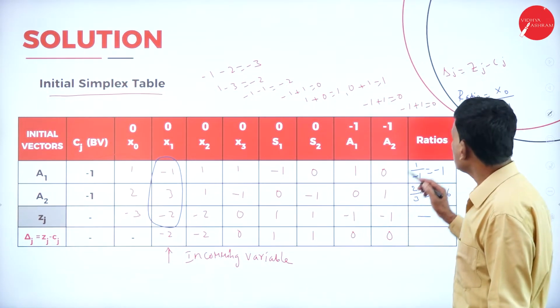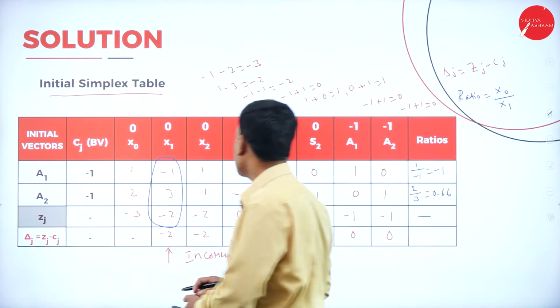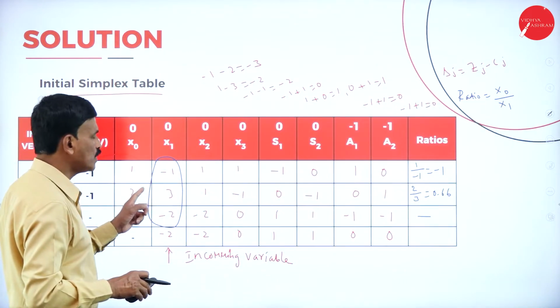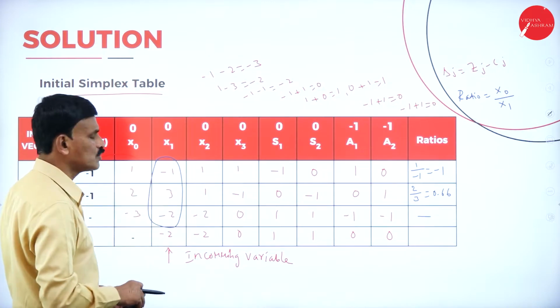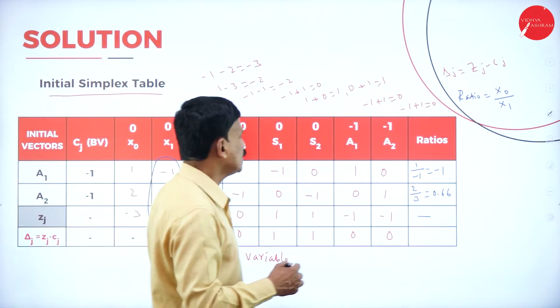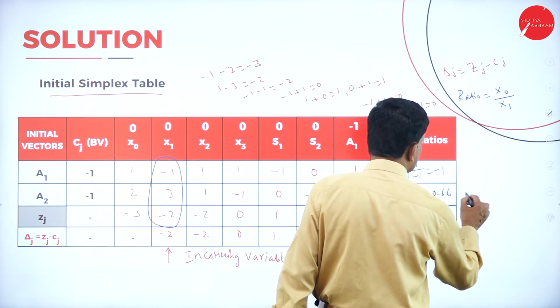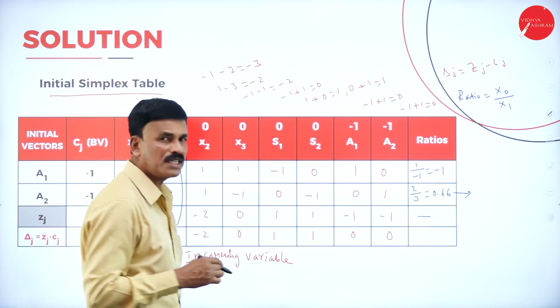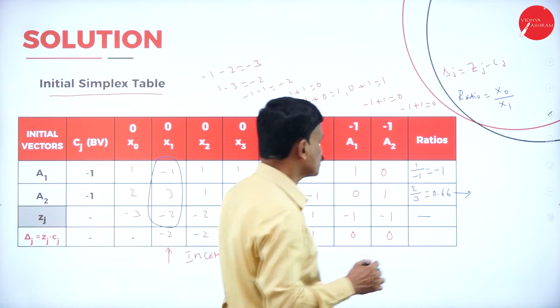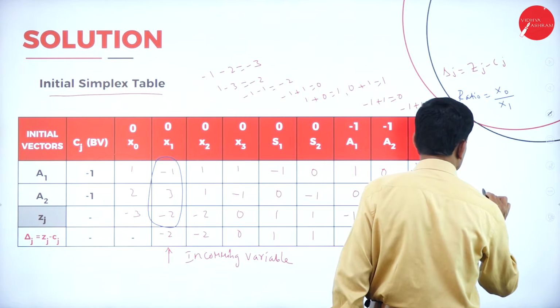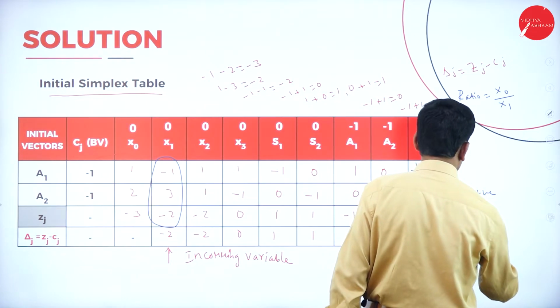Now here just find out the ratio. Here the ratio is nothing but x0 divided by x1. 1 divided by -1 is -1. 2 divided by 3 is equal to 0.66. Here identify the least positive value in this row. Here 0.66 is the least positive. So therefore this is the outgoing variable.